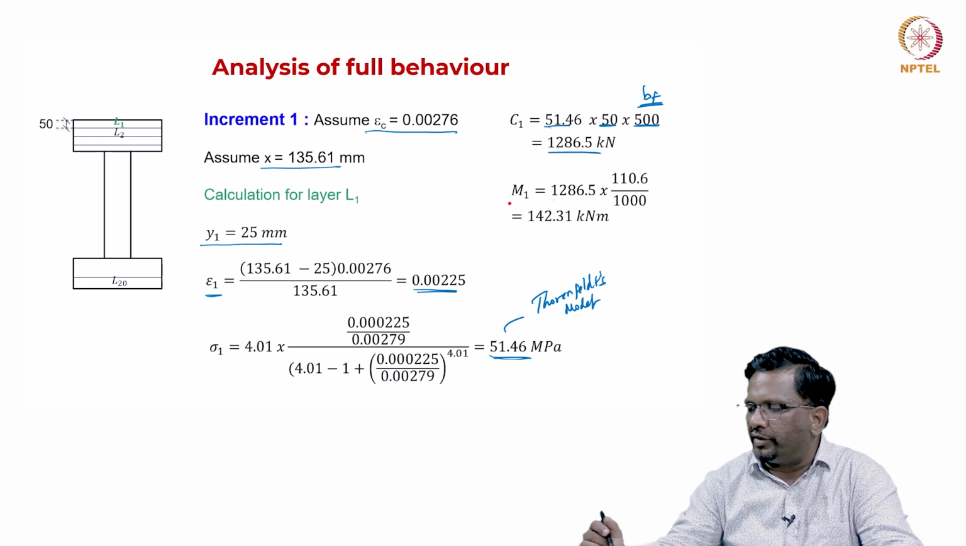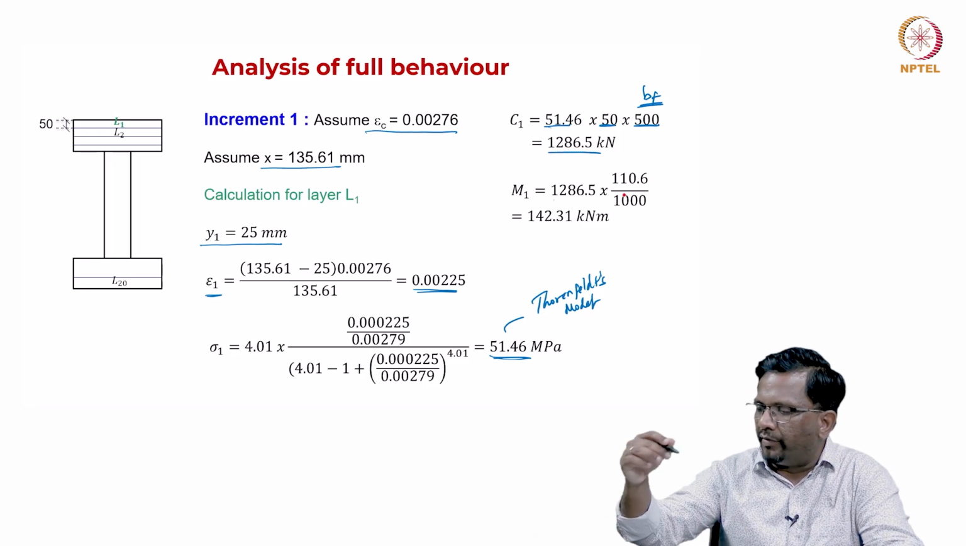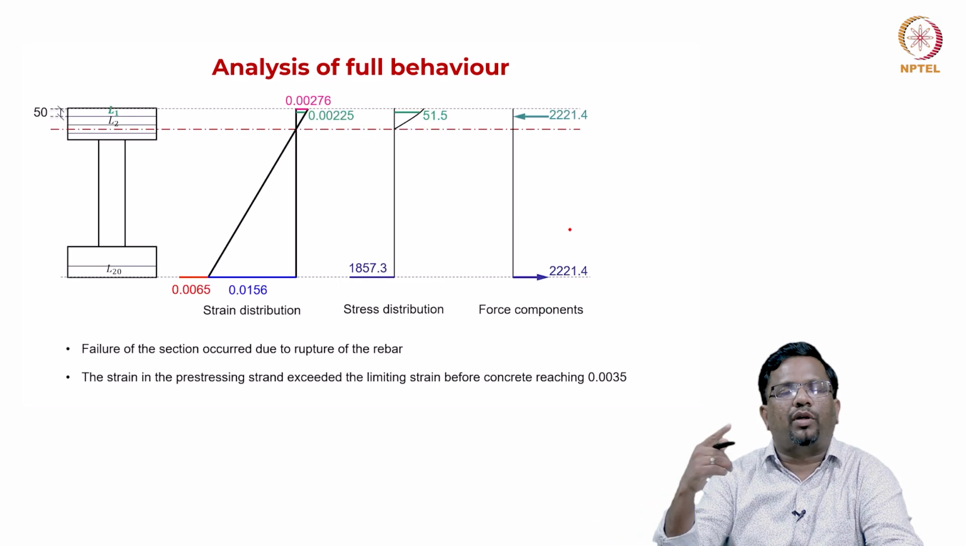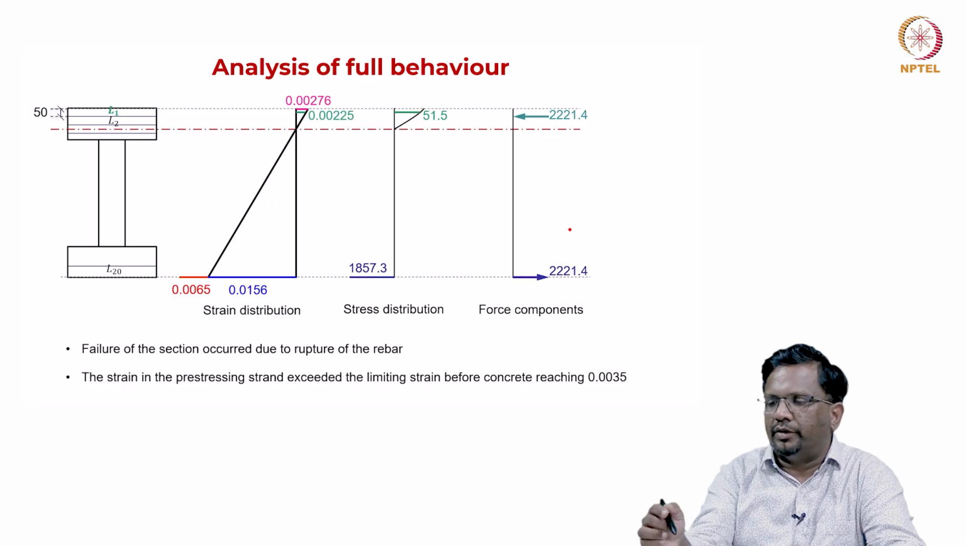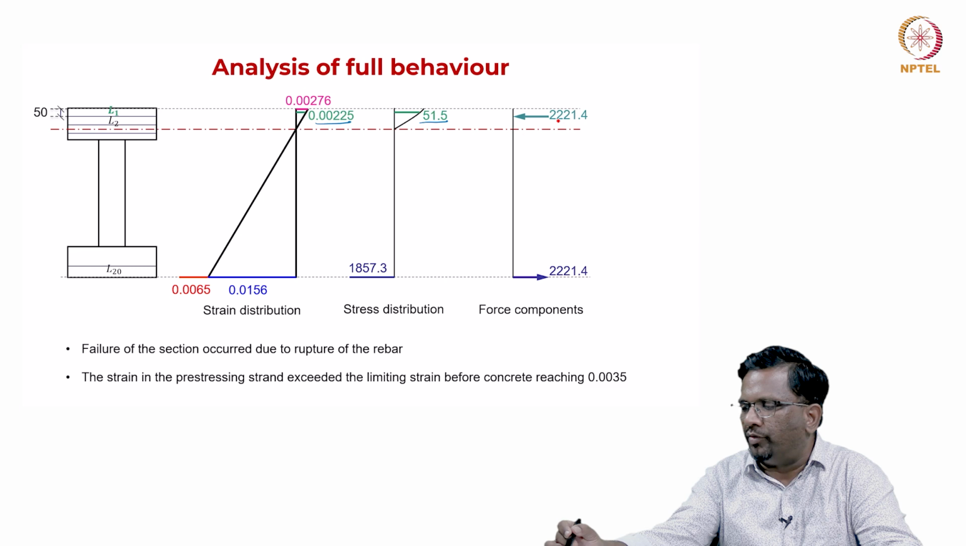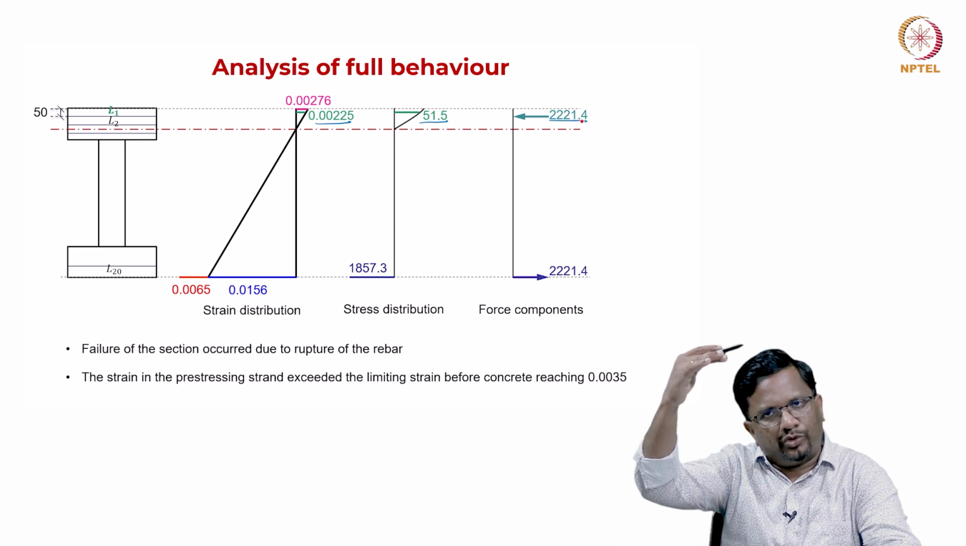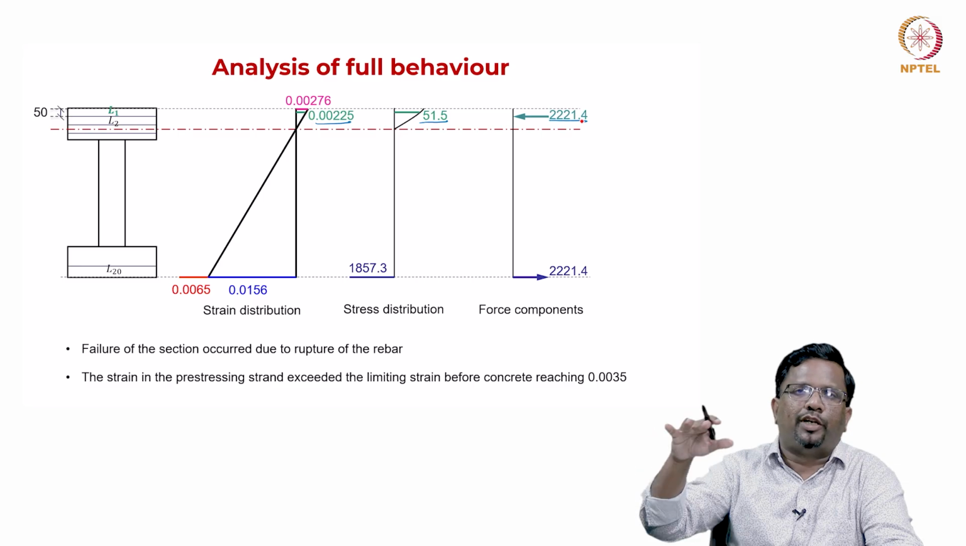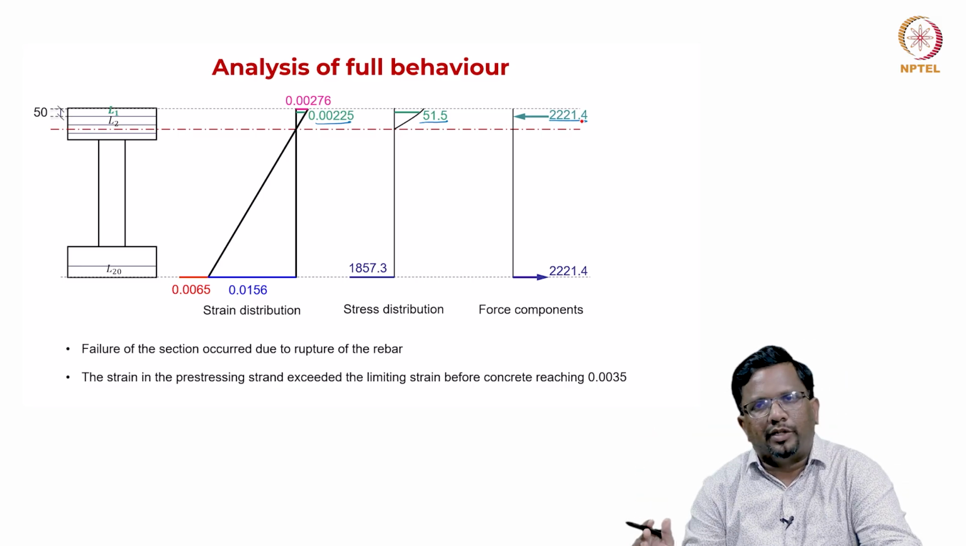The moment of this layer, I take moment about whichever reference axis that I take, works out to be 142.31 kilonewton meter. Like that we need to do for all the layers. So, this first layer strain is this, the stress is this, the force is this. Like this you will have force in all the layers. Once you get all the layers, then you take moment about any point and you get your moment resistance.